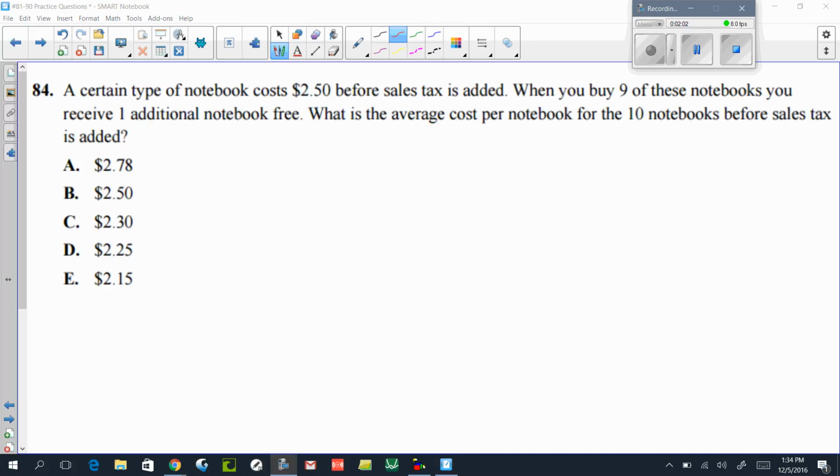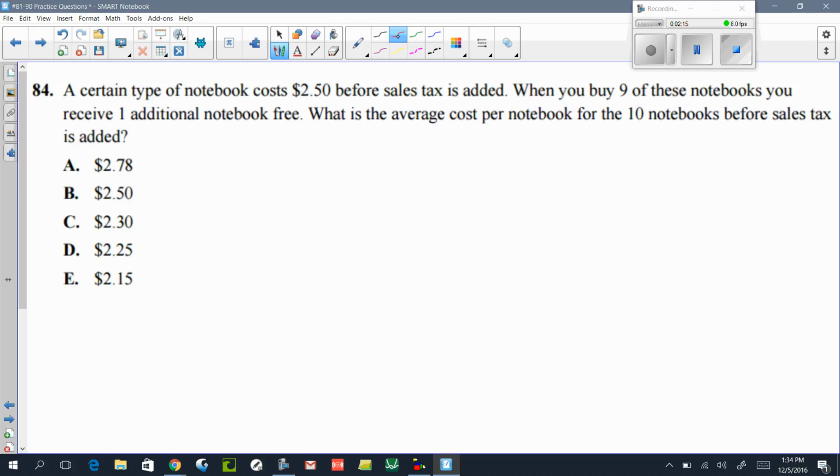The next one, number 84, is another problem you had questions on. In this problem, it says that we're going to buy a notebook for $2.50. So our cost to buy 9 of these is going to be 9 times that $2.50. If you multiply 9 by 250, that's our cost before tax. It comes out to be $22.50.